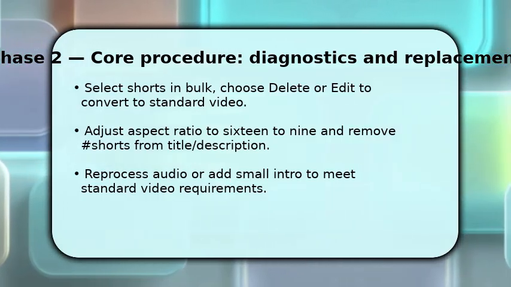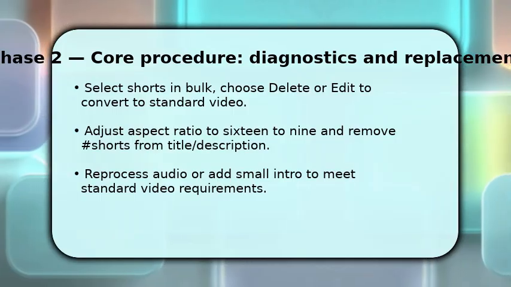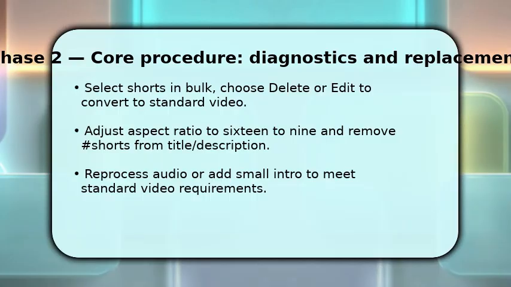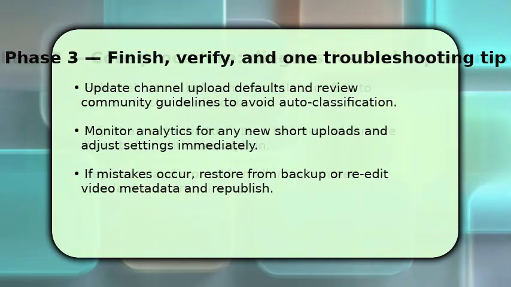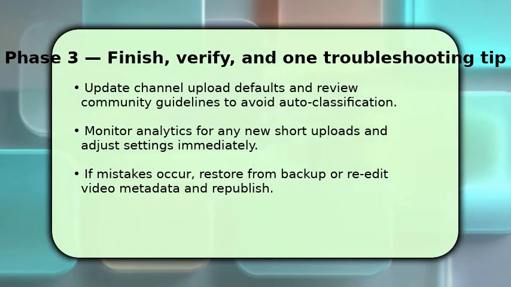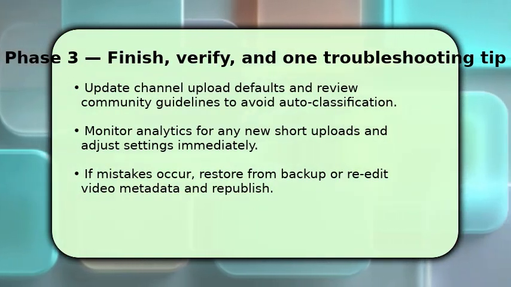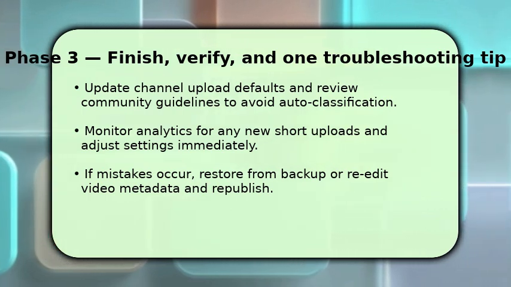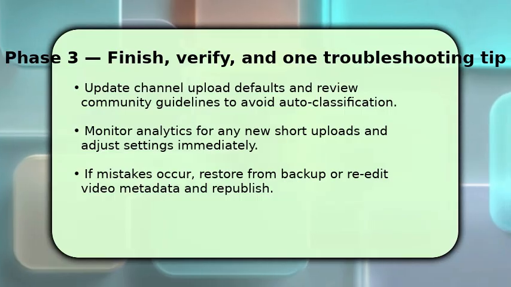Make sure thumbnails are appropriate, because that signals non-short content. This step ensures your existing content stops being categorized as short. Finish by locking down settings that cause shorts to appear. Update channel upload defaults, remove any short format templates, and review how YouTube classifies shorts so you avoid accidental re-uploads.